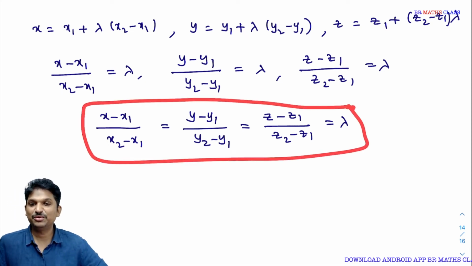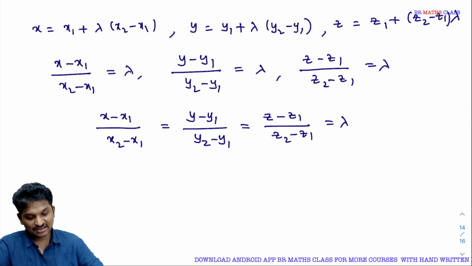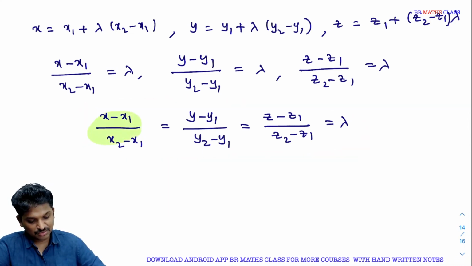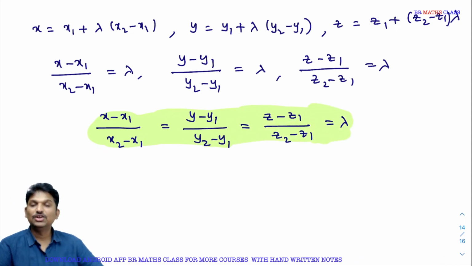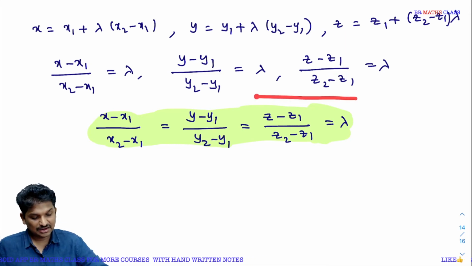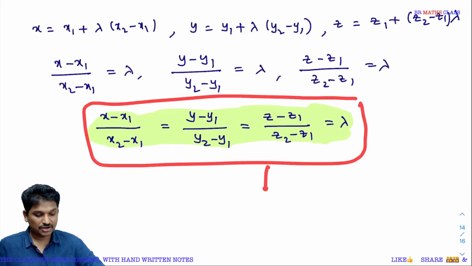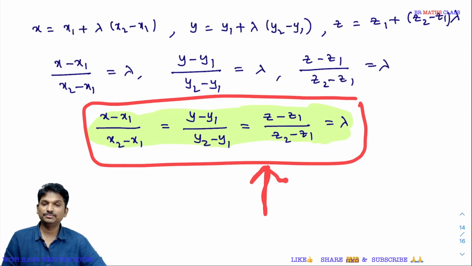(x minus x1) divided by (x2 minus x1) equal to (y minus y1) divided by (y2 minus y1) equal to (z minus z1) divided by (z2 minus z1). This is the second formula you need to memorize. What is this? This is the equation of a line passing through 2 points, (x1, y1, z1) and (x2, y2, z2). This is the method of representing a line in space in Cartesian form, right?